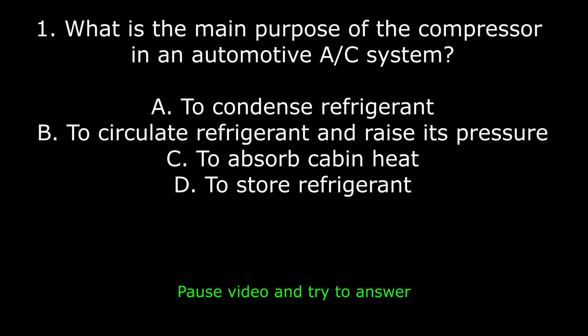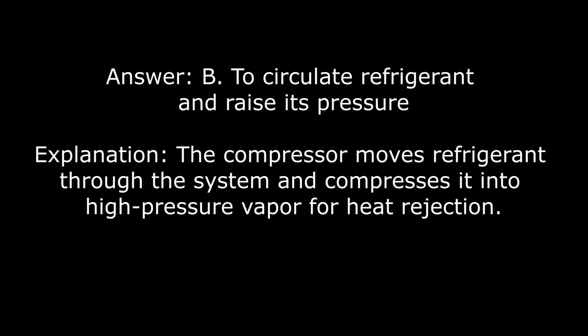What is the main purpose of the compressor in an automotive AC system? A. To condense refrigerant. B. To circulate refrigerant and raise its pressure. C. To absorb cabin heat. D. To store refrigerant. Answer: B. To circulate refrigerant and raise its pressure. Explanation: the compressor moves refrigerant through the system and compresses it into high-pressure vapor for heat rejection.